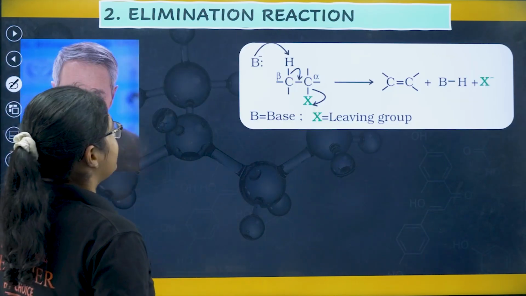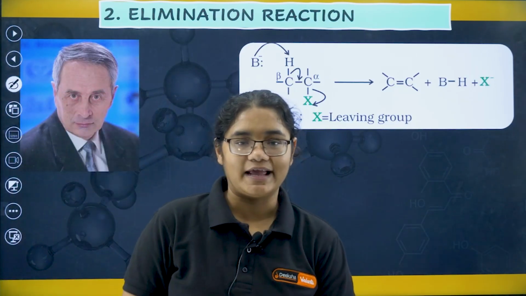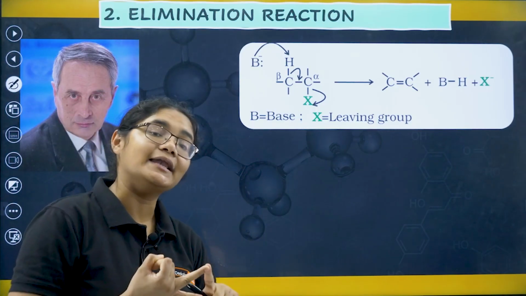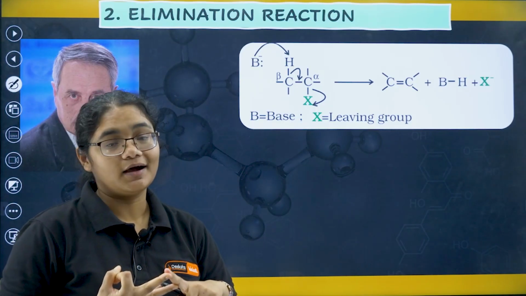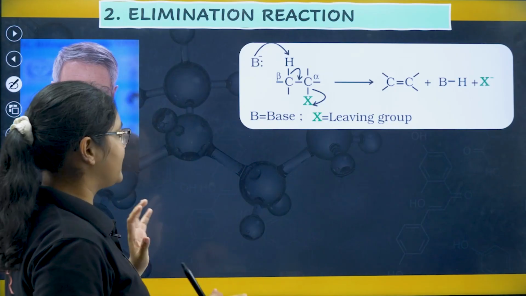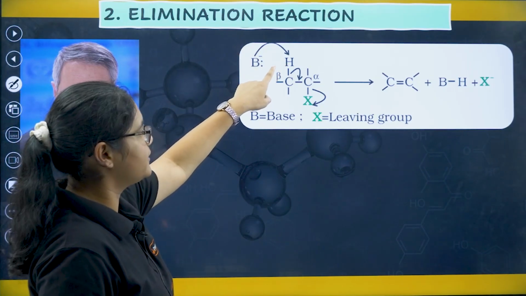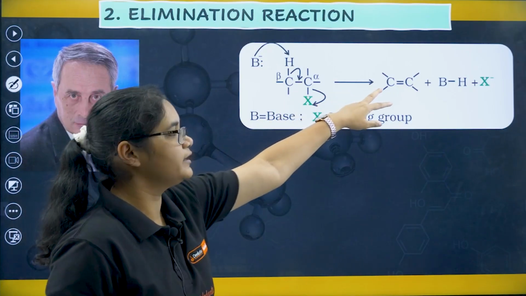Next, we'll move to the next reaction, that is elimination reaction. So we have 3 types of reaction, right? Nucleophilic, elimination and reaction with metal. The elimination reaction is very simple. You have a base here, it abstracts a beta hydrogen, and then what happens? A double bond is formed here.